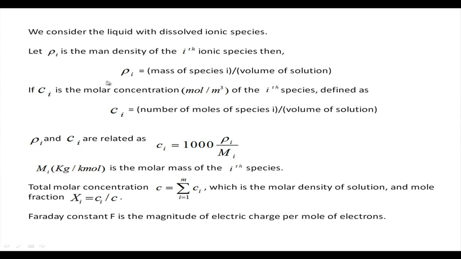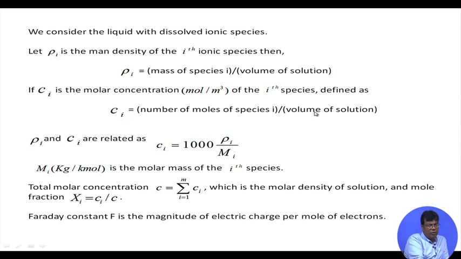So, we call rho I the mean density of the ith ionic species. We can consider several ionic species dissolved. Here we are considering miscible ions, so that means they are dissolved within the liquid. So, there may be several components. For any arbitrary ith component we define the mean mass density, rho I is the mass density, and Ci is the molar concentration.